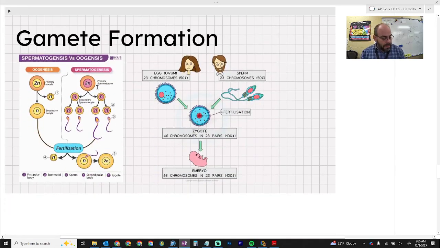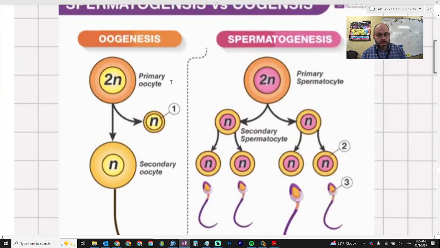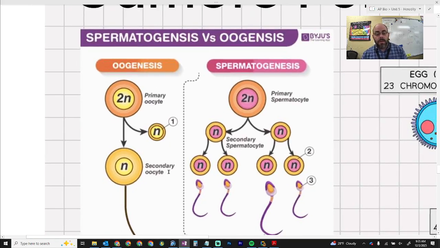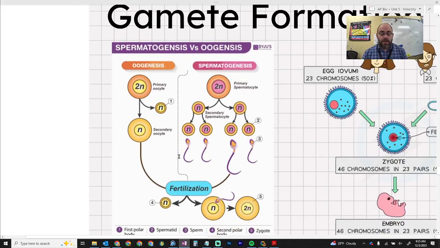Let's talk a little bit about gamete formation here. Just some examples that you might see: oogenesis and spermatogenesis. Spermatogenesis is literally the creation of sperm. Oogenesis is the creation of an egg. Anytime you see this "oo," that is egg. The difference between them is that during oogenesis, you do have four cells that are made, but only one of them is going to be used, and it's a haploid cell. Whereas in spermatogenesis, you start with one 2N cell and end up with four haploids, like you would expect to see.